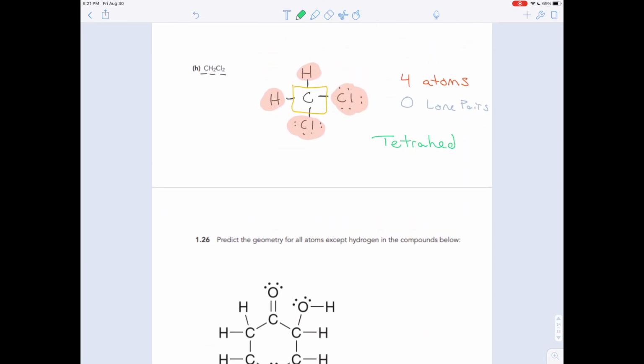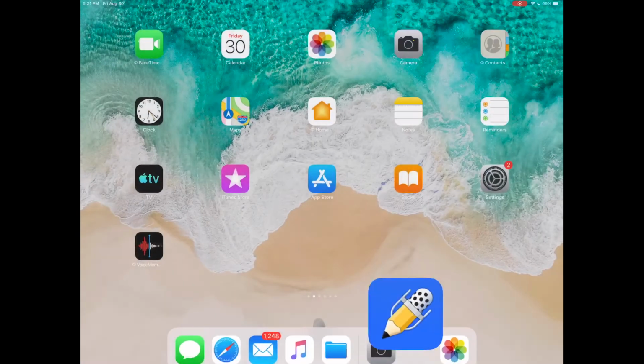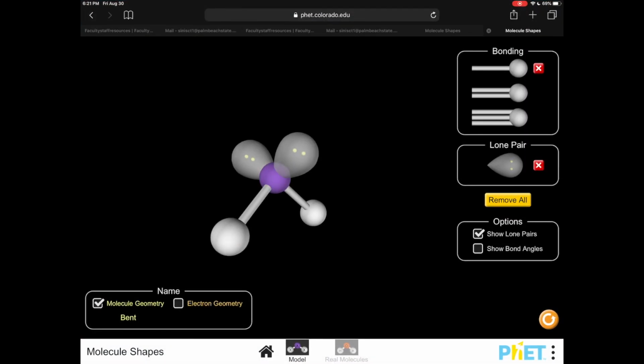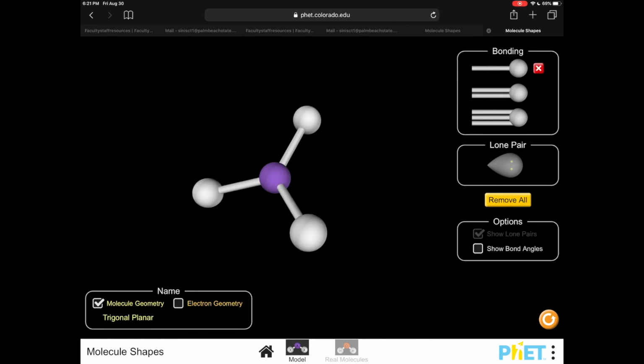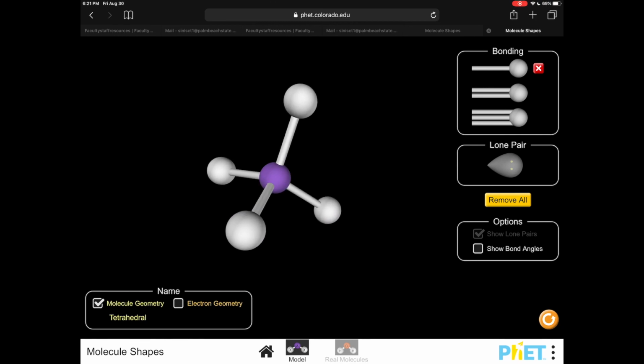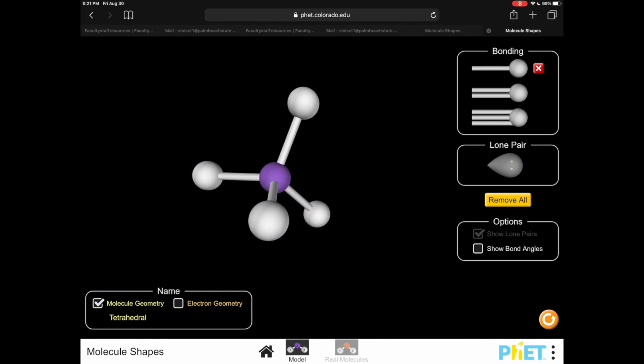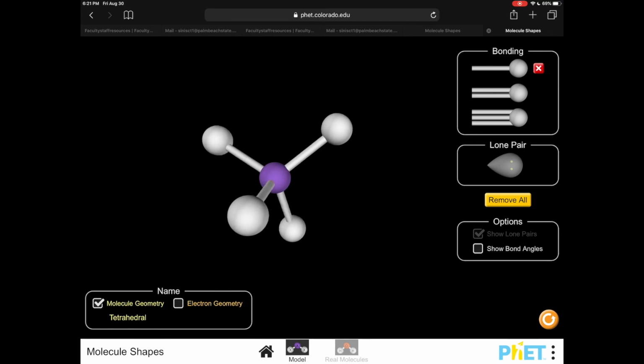Just because it shows up so much, let's take another look at what tetrahedral looks like. So if you have a central atom and you bond it to 1, 2, 3, 4 atoms, you get this tetrahedral shape. And so that's what those last 3 molecules would look like.